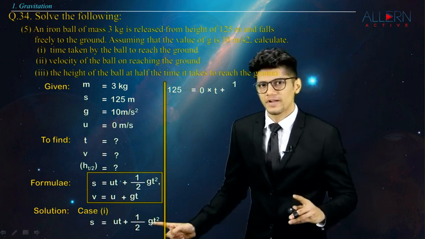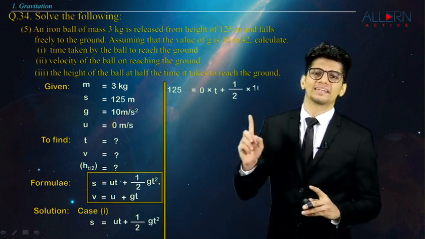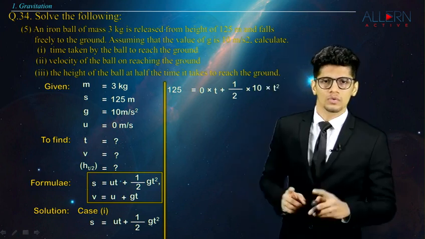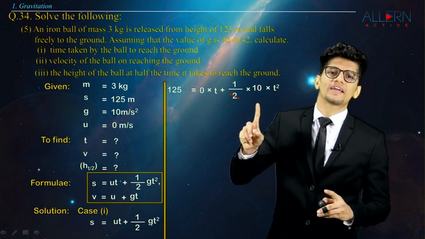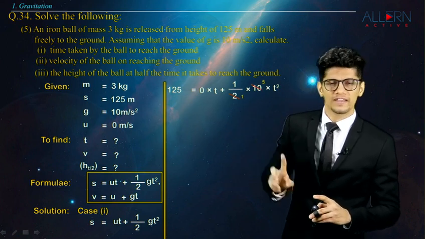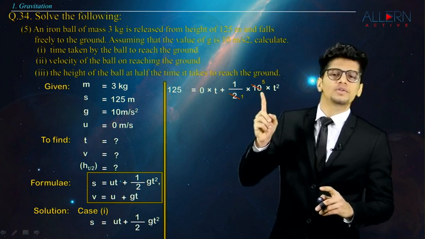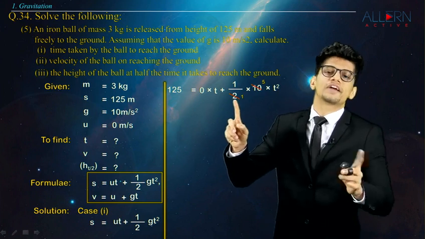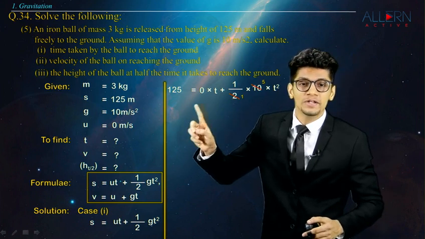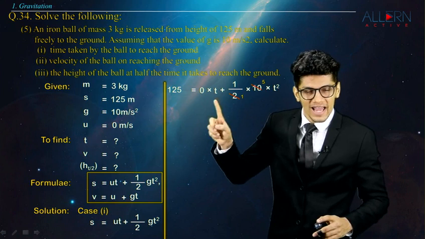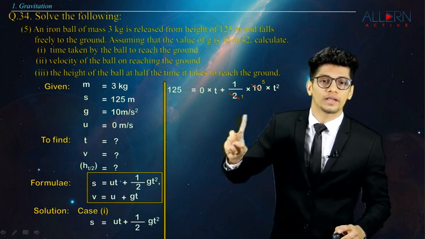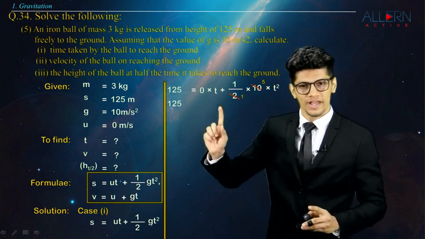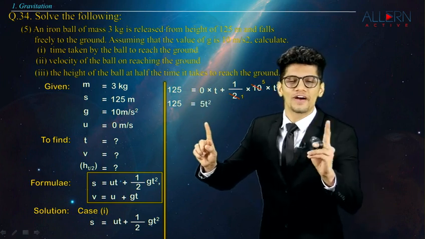So plus half remains half. g is given as 10, and obviously time we have to find. Now 2 ones are 2 and 2 fives are 10, right? So we write 5s are. Now see this, 5 into t square becomes 5t square, and 5t square into 1 gives us 5t square, and 0 into t gives us 0. So here we have 0, here we have 5t square, so 0 plus 5t square becomes 5t square. So we have 125 is equal to 5t square.